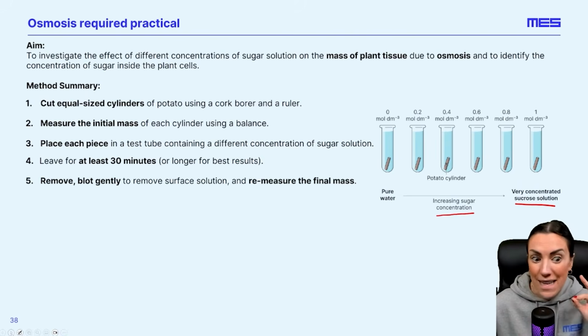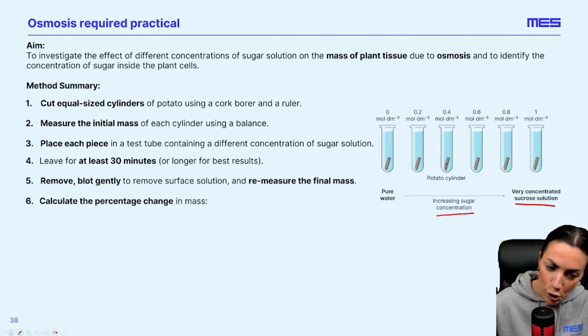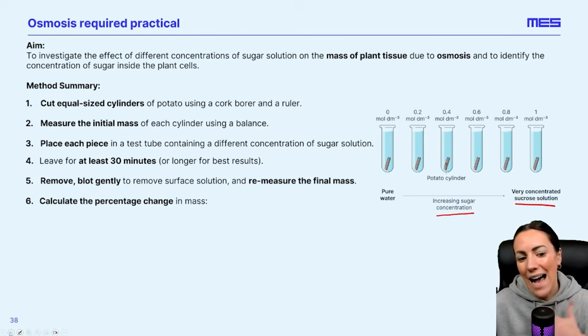Once you've left them for that same amount of time, you're going to remove the cylinders from the solution and you're going to blot them gently with a paper towel to remove any solution that may be stuck to the surface, because that would increase the mass, wouldn't it? And you would not get accurate results. So you blot them with a paper towel, then you record the final mass. You've then got your mass before you put them in the solution and your mass after you'd left them in solution for your set time.